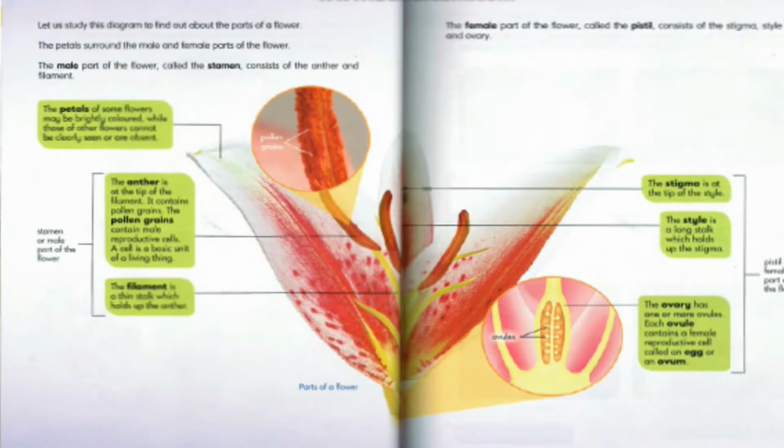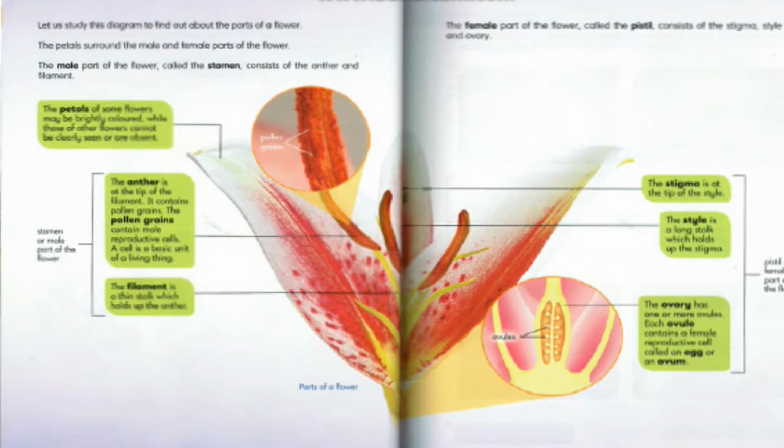Let us study this diagram to find out about the parts of a flower. The petals surround the male and female parts of the flower. The male part of the flower, called the stamen, consists of the anther and filament. The petals of some flowers may be brightly colored, while those of other flowers cannot be clearly seen or are absent. Stamen or male part of the flower.